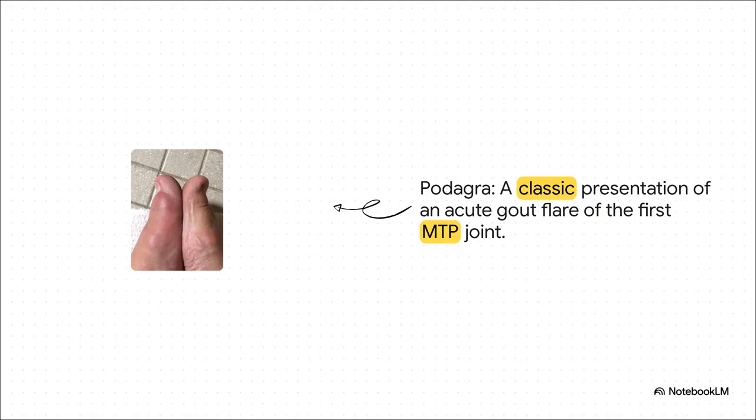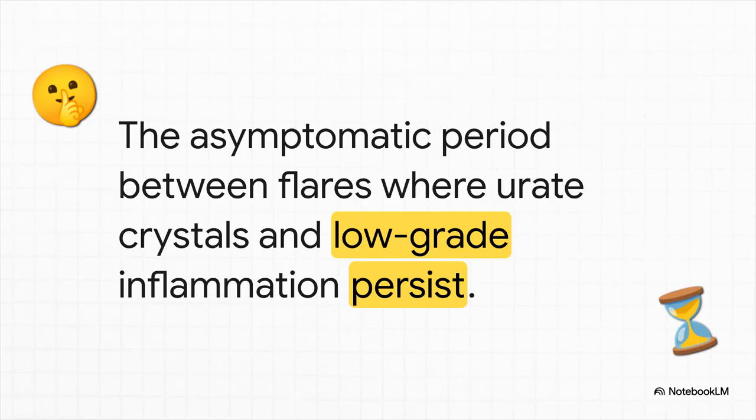And here it is, the textbook picture of a first gout attack. We call it podagra. It's no accident that over half of initial flares happen in the big toe. It's a cooler joint, being far from the body's core, and that lower temperature actually makes it easier for the crystals to precipitate out. Patients will tell you the pain is so bad that even the weight of a bedsheet is just agonizing.